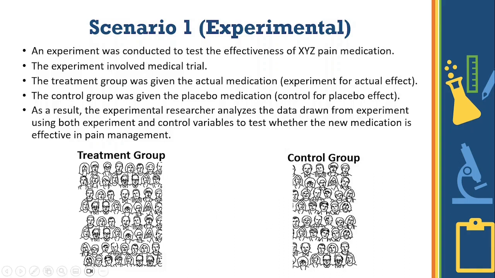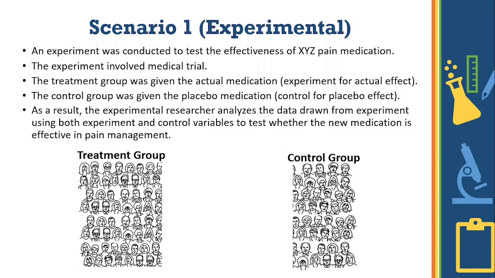And then the control group is given the placebo medication, which is a substance that's identical to a medication, but it's only used as a control variable for the placebo effect. So if there is any effect that is not caused by the actual medication, the placebo effect or the control effect, we should be able to account for those. As a result, the experimenter analyzes the data drawn from the experiment using both experiment and control variables to test whether the new medication is effective in pain management.